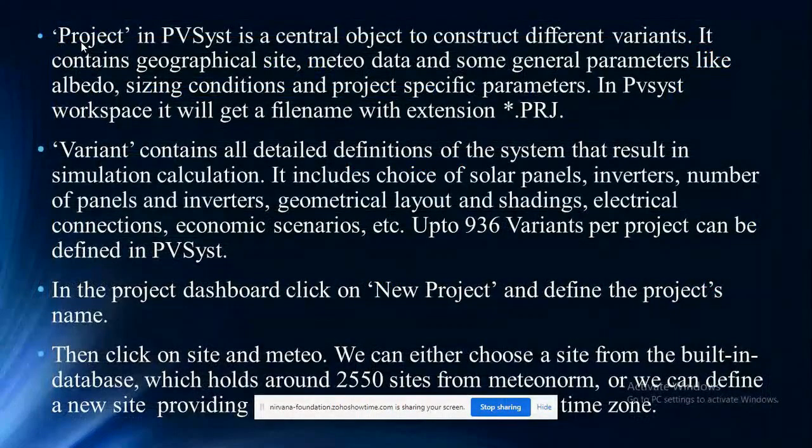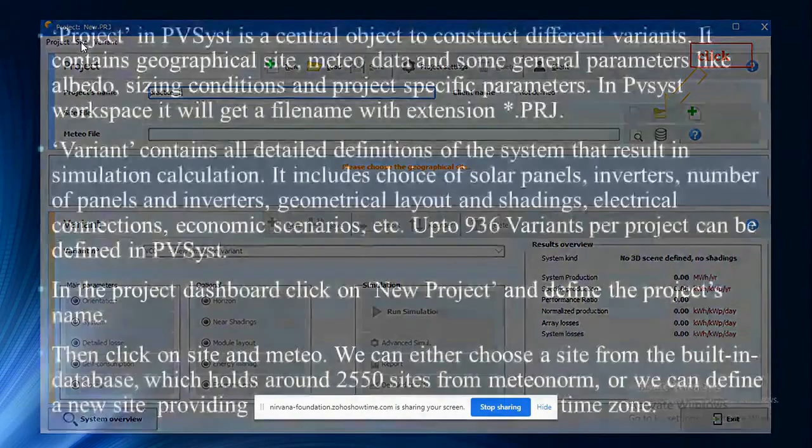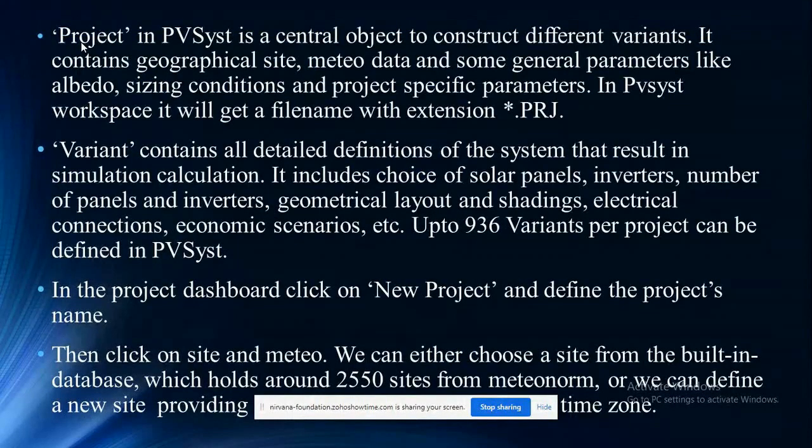Then in the project box, we can save and load the location details. And if you see in this dialog box, you can see the variant. PVSys allows you to simulate different variants for one project. So this main project is the central object to construct different variants. We give the general site data, the Meteo data, and some general parameters regarding the location.